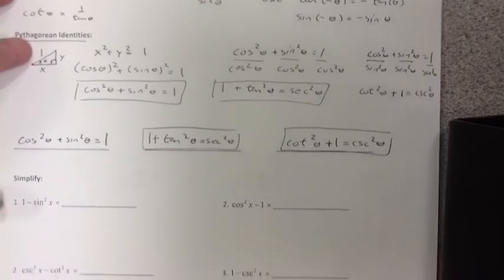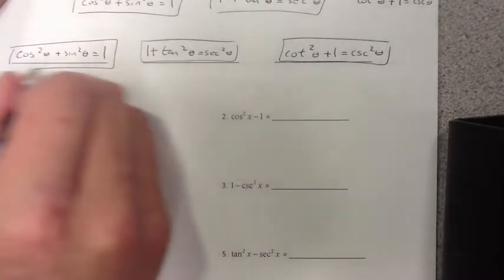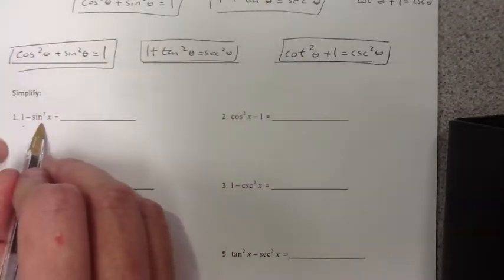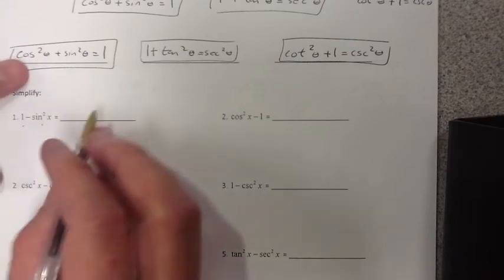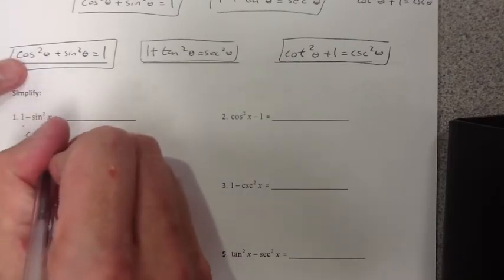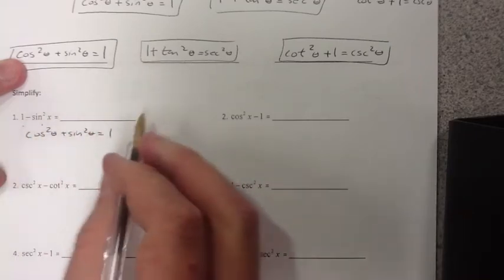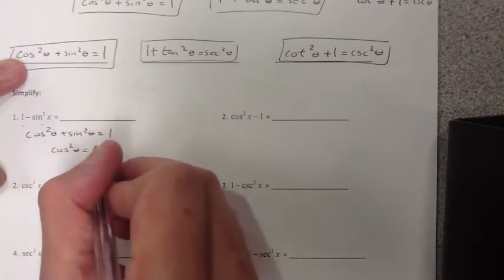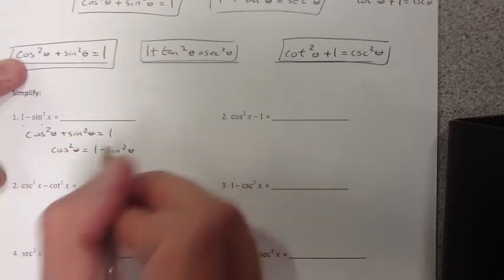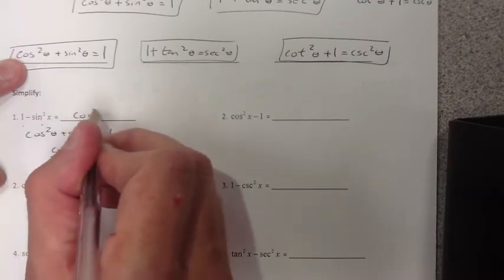Okay, now we can use these 3 to help us rewrite. For example, let's take a look at 1 minus sine squared of theta. Well, what would that equal? Well, it's all dealing with sine, so I'm going to be using my first one. And it says cosine squared of theta plus sine squared of theta equals 1. Well, if I subtract sine squared of theta, I get 1 minus sine squared of theta. That's going to equal cosine squared. So I can just write this as cosine squared of theta.